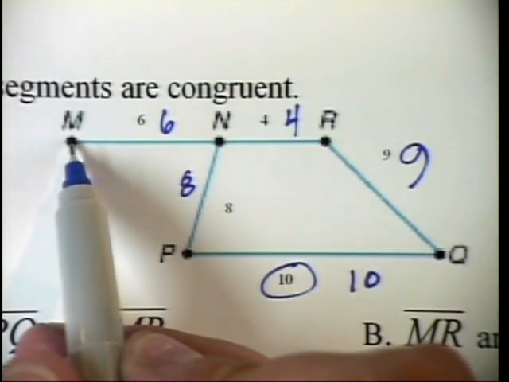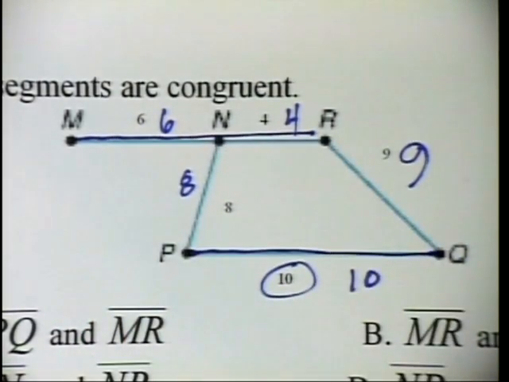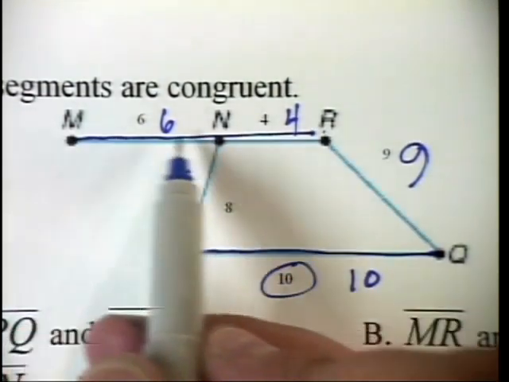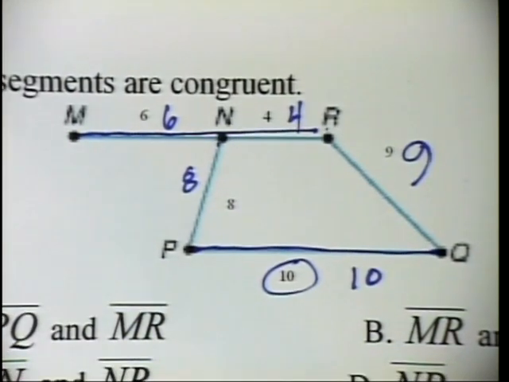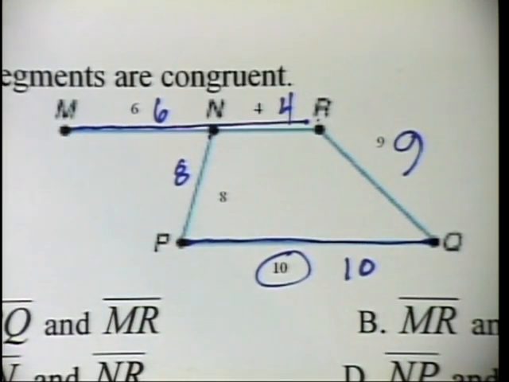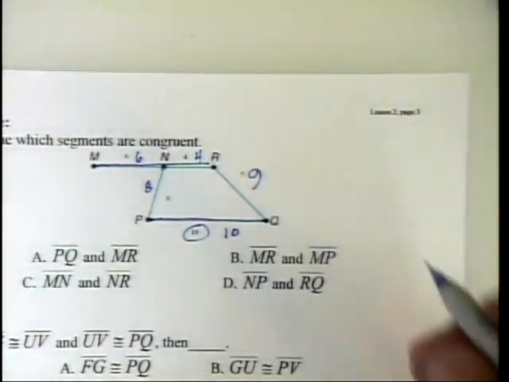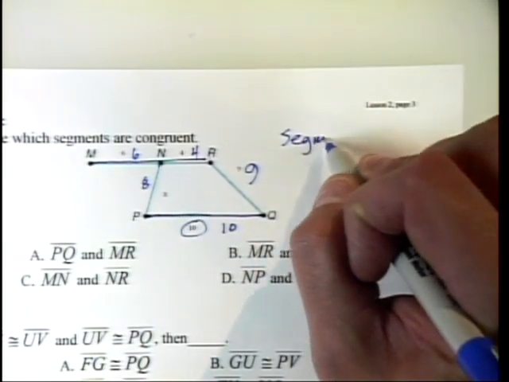You might notice right away that this length appears to be the same length as PQ. Now, how can I figure out what segment MR is if I know that segment MN is 6 and segment NR is 4? Well, this leads us to a very important postulate, which is kind of like a no-duh statement. Thank you, Ms. Karadek. Here's what the postulate says. It's the segment addition postulate.